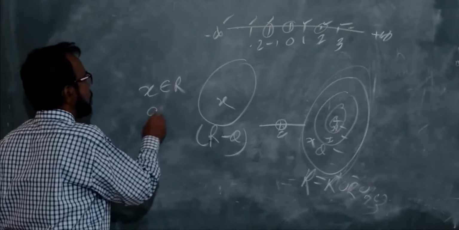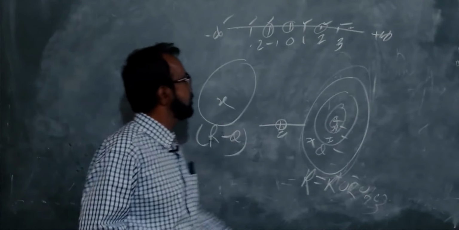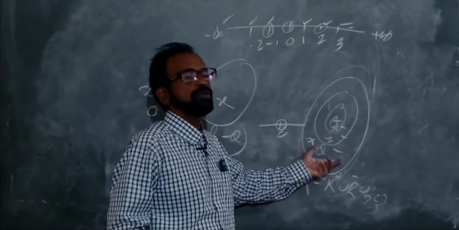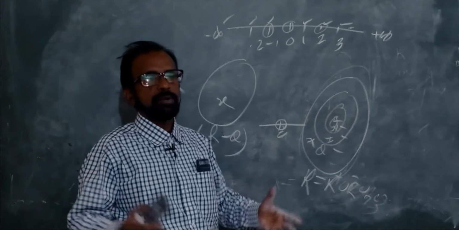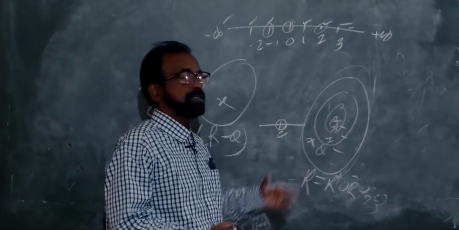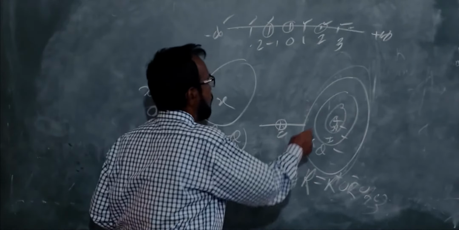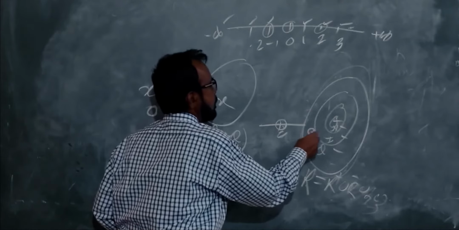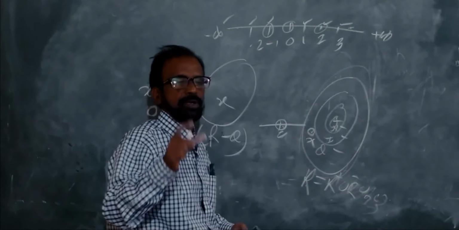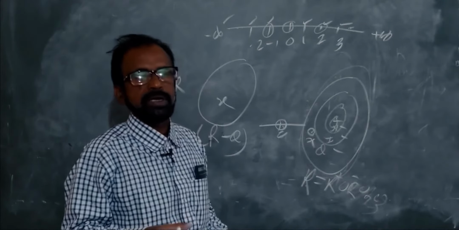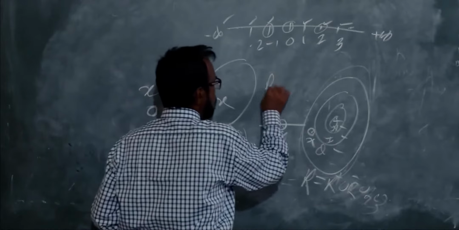You take any neighborhood, and that neighborhood may contain rationals and irrationals. If an irrational belongs to the neighborhood, it also belongs to the set, because this is the set of real numbers, the union of rationals as well as irrationals. That means for each point of R there must exist a neighborhood which is a subset of the real number set. That means each point of the real numbers is an interior point, so the set of real numbers is open.